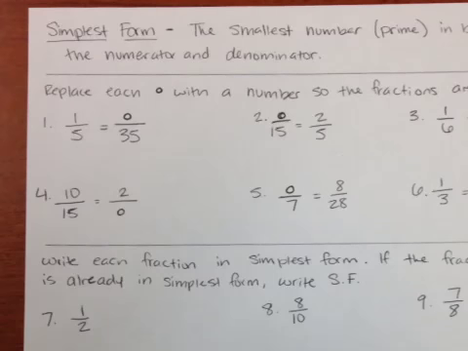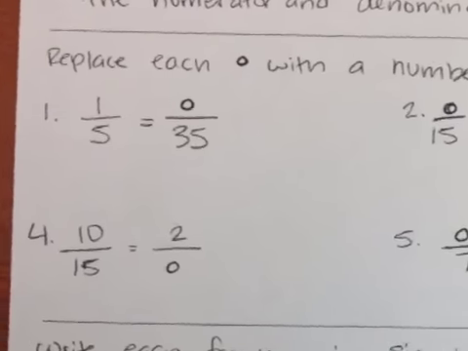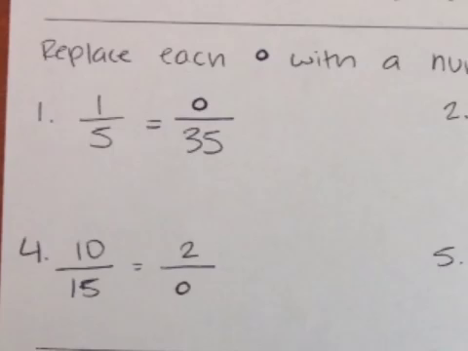Okay, flipping over to the back, we're going to replace each of these dots with a number. So let's start with going from 5 to 35. We're going to ask, 5 times what gives us 35? We're always going to point towards our circle, or the number that we don't know.